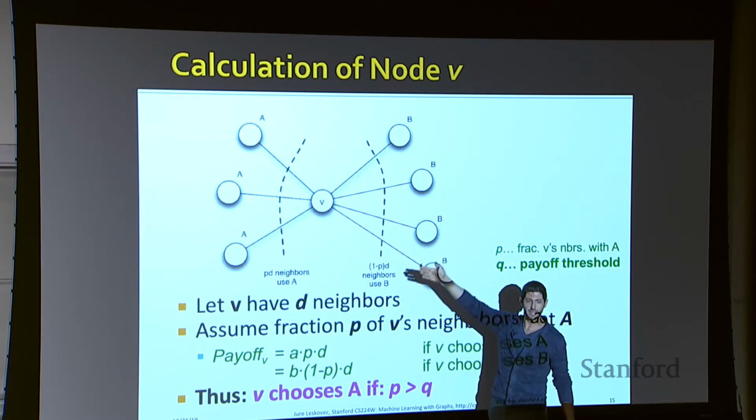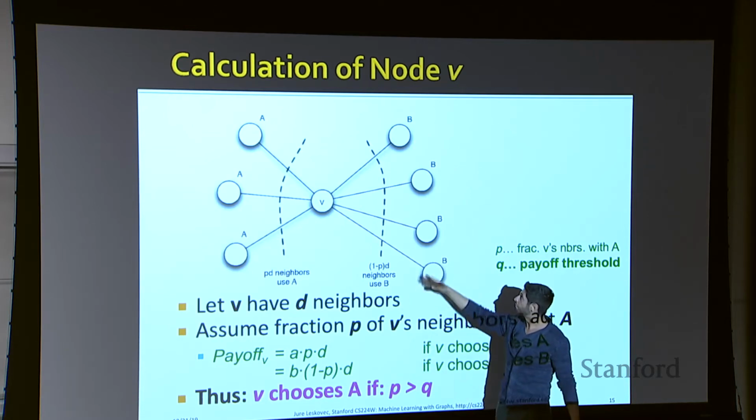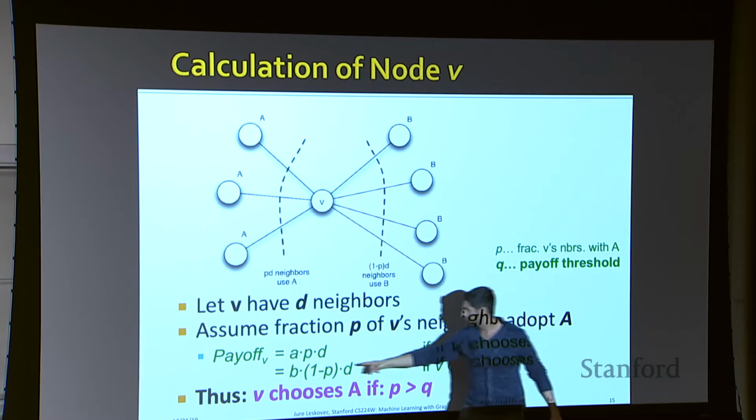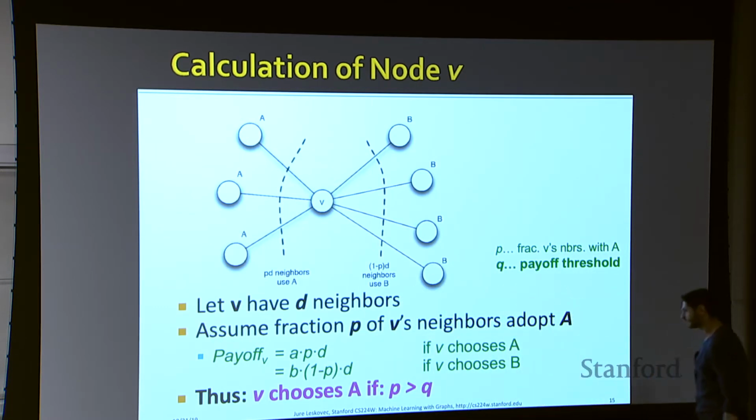So we sum up over all the games on the left side. And conversely, for B, we do exactly the same. Sum up on all the neighbors on the right side times the payoff little b. So as easy as that.